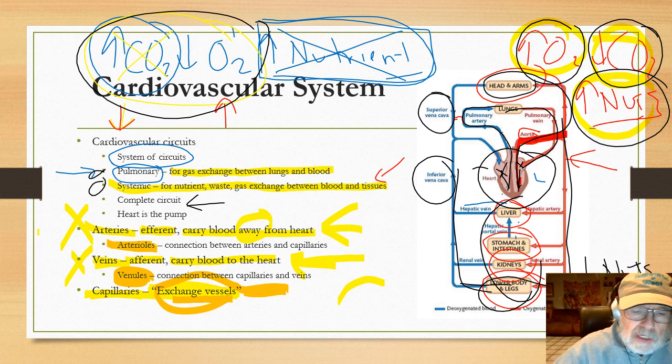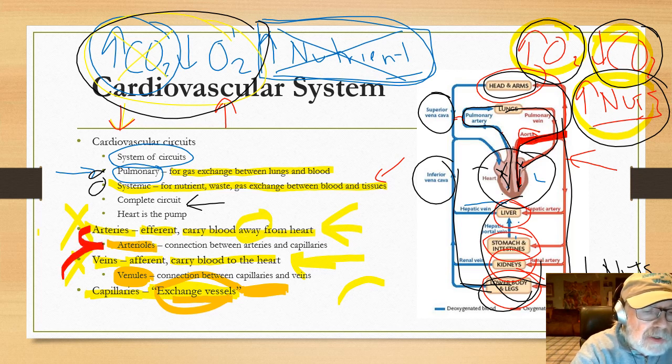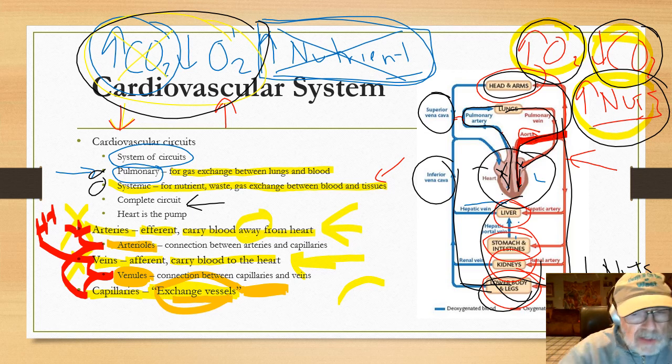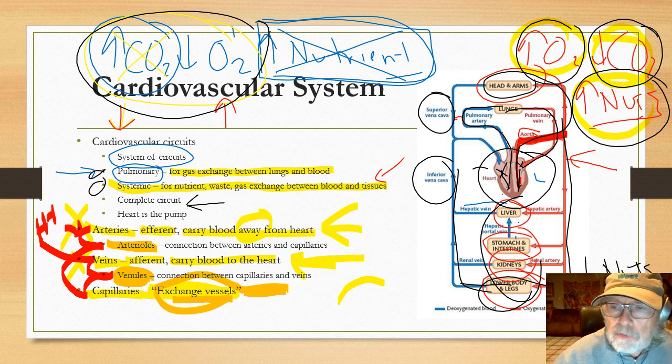So basically, if I look at the direction of blood flow from the heart, it goes from the arteries to the arterioles, from the arterioles to the capillaries, capillaries to the venules, venules to the veins, and then back to the heart, okay? So heart to the arteries, arteries to arterioles, arterioles to capillaries, capillaries to venules, venules to veins, veins back to the heart. We start all over again, okay? So that's basically what the cardiovascular system is all about.